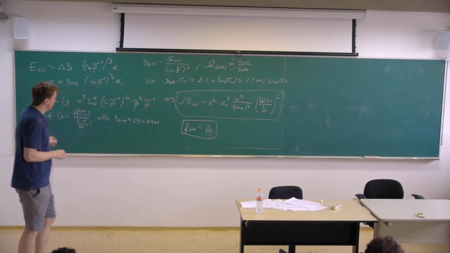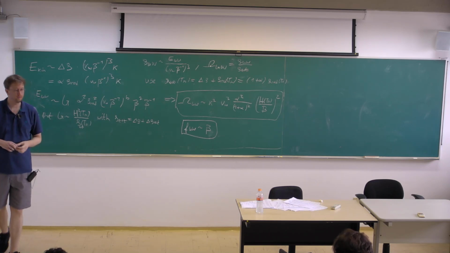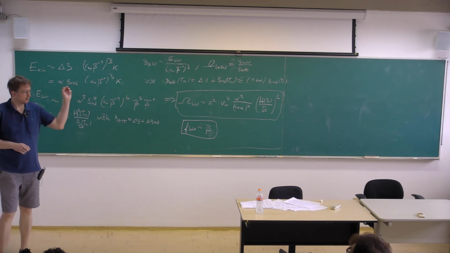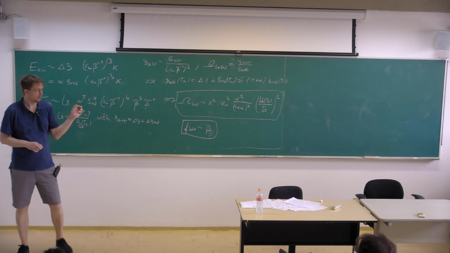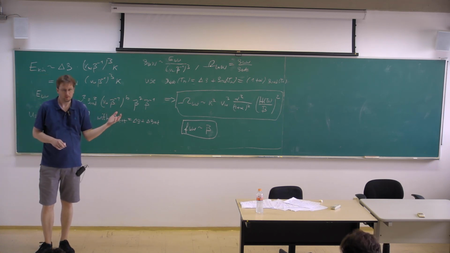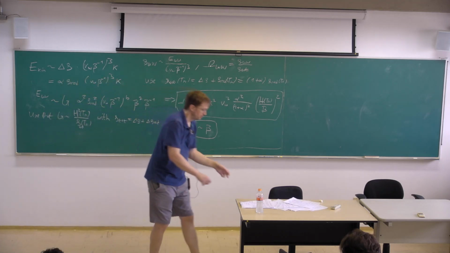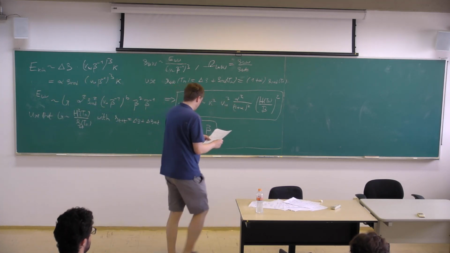Okay. So the last thing I want to do before I stop for today is this: this is at the time of the phase transition, so the nucleation temperature, roughly. Now we want to know what we can detect today. So we have to evolve these quantities to today. We have to redshift them. And this is very straightforward.